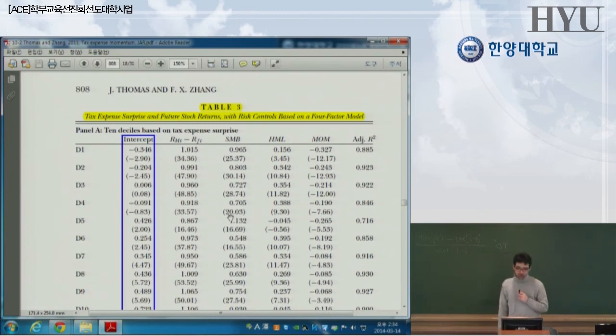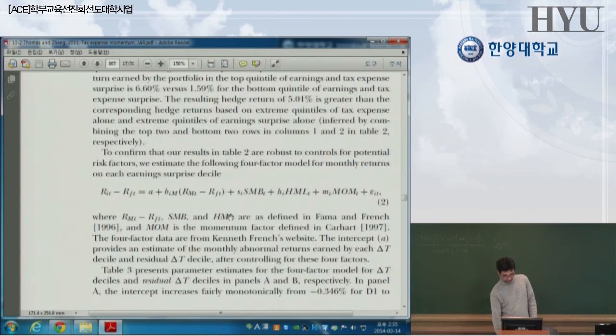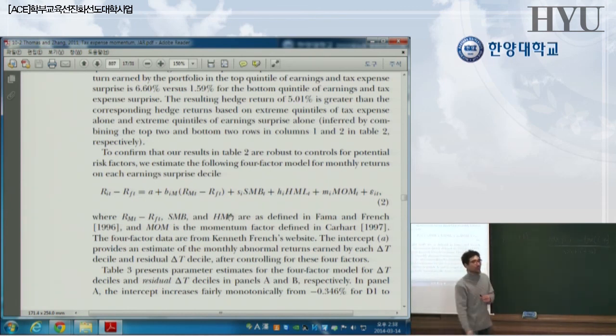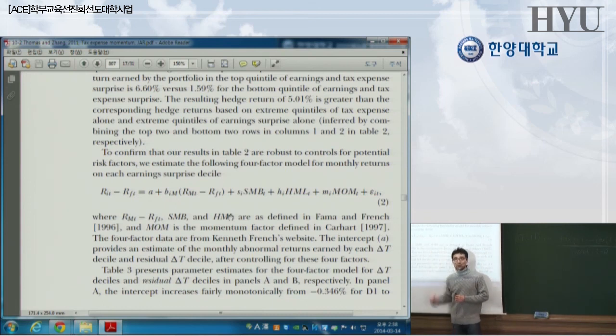Tax expense surprise and future stock return with risk control based on 4-factor model. Why? 그래서 이 부분을 뭐라고 부르냐면, 이것도 초과 수익률이에요. 이것도 개별 주식의 초과 수익률인 거지. 리스크 프리 레이트 대비. 그리고 이거는 시장 포트폴리오의 초과 수익률. 둘 사이는 베타 관계가 있다는 거지.